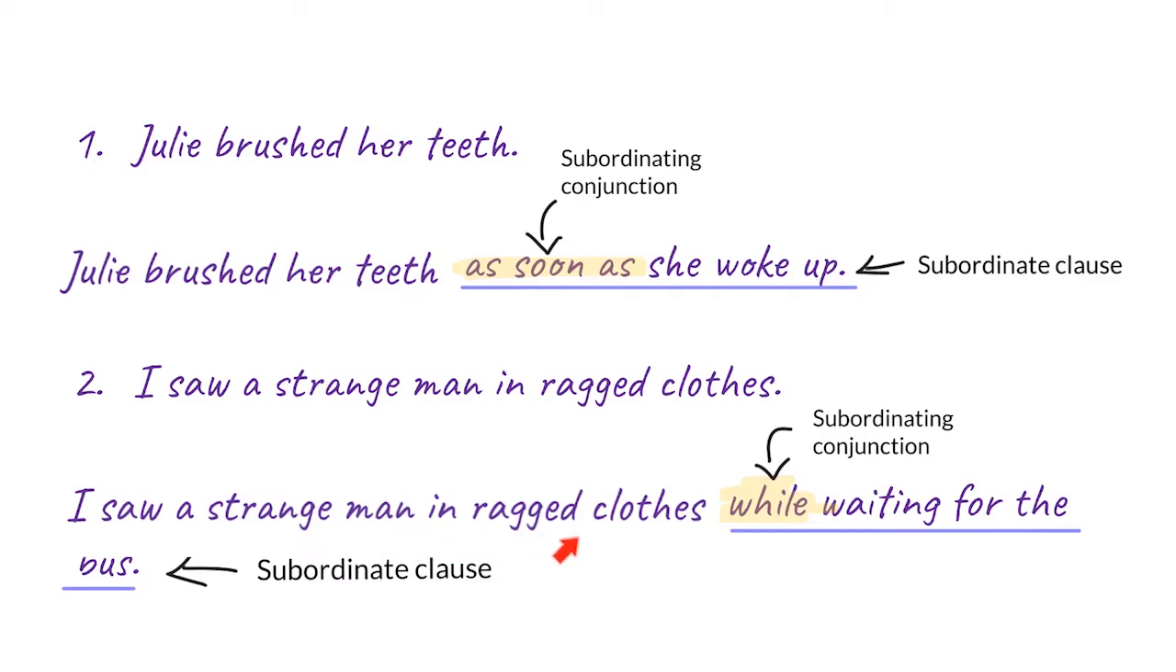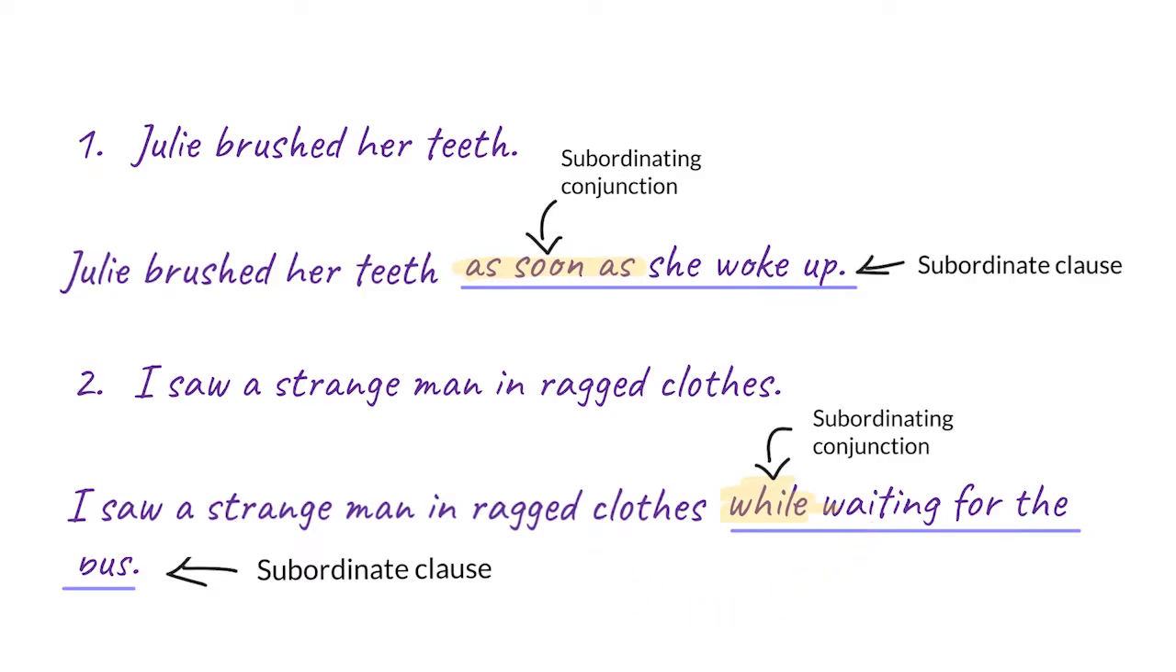I saw a strange man in red clothes while waiting for the bus. Again, this subordinate clause carries informative value and carries more information to our main clause. It gives more details about the main clause. So what we learned here is that we used a subordinating conjunction to join a subordinate clause to the main clause.